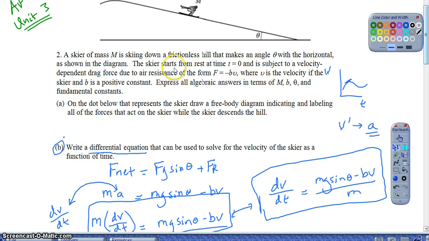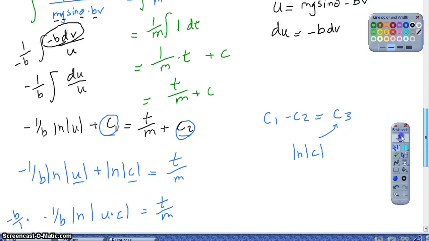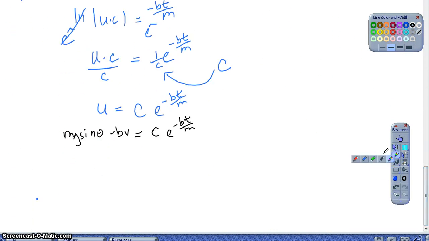So if you go back to the original question, they say that the skier starts at rest from time t equals 0. So the initial velocity is 0, the time is 0 as well. Well, that helps me find c, because I know that the velocity is 0 when the time equals 0. So to find c, if I plug that in, I would get mg sine theta minus b times 0, so that would go away, and then equals c times e to this whole power would become 0. And anything to the 0th power is just 1. So this whole e to the 0th would just become a 1. So that tells me c then equals mg sine theta.